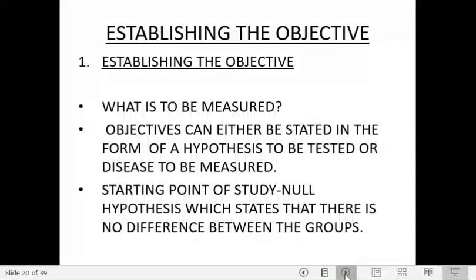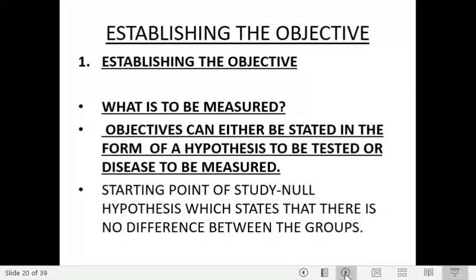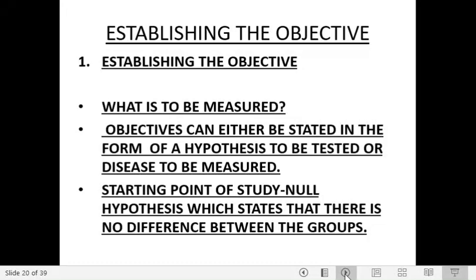So what do you mean by establishing the objective? You first of all decide what is to be measured, whether you're just measuring whether the disease is prevalent or absent, or whether you're measuring the severity of the disease. The objectives can either be stated in the form of a hypothesis to be tested or the disease to be measured. The starting point of the study is the null hypothesis, which states that there is no difference between the age groups.